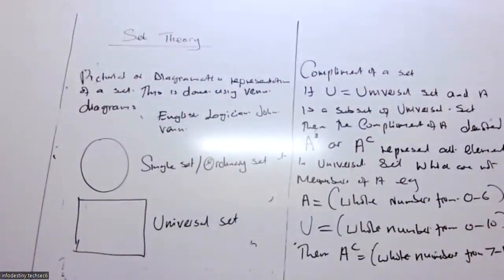The universal set is for all the elements which are under consideration. A single set is going to be for a subset. It is the one that is going to be inside this particular universal set. We are together.